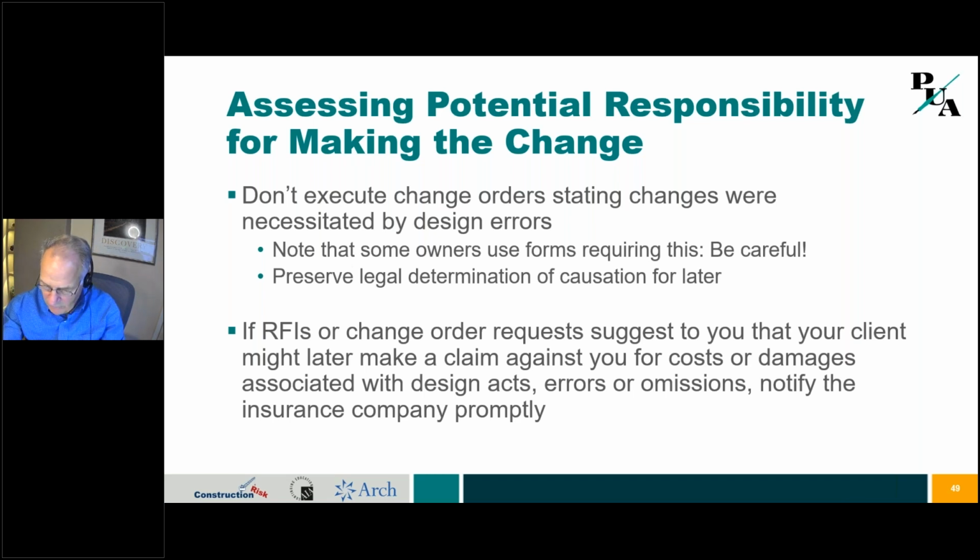I've had one where the owner wouldn't change that box, so the designer had to, every time they did it, put their own little language on there saying, we're signing this, but that doesn't mean we're agreeing to liability. Whatever this design issue was, we were not negligent or didn't commit a negligent act or omission, to clarify that. Otherwise, they could come back and say, well, you've admitted right here that you were at fault. Okay, next slide.